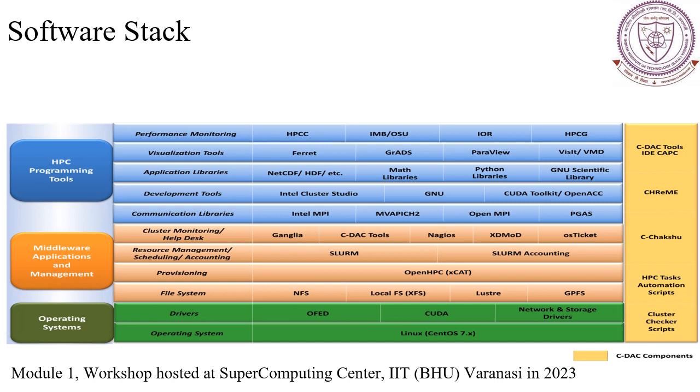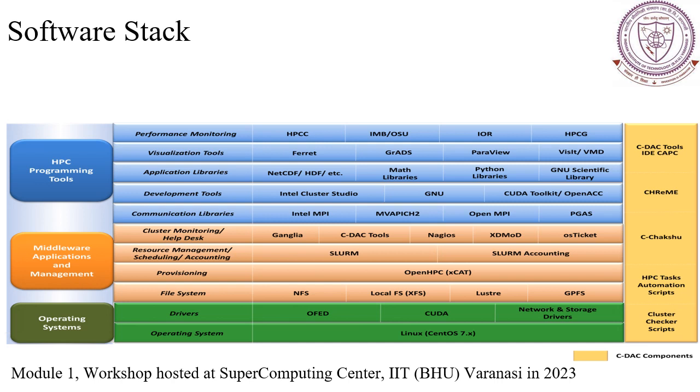PGAS, Partitioned Global Address Space, is a programming model that allows HPC applications to access global memory across multiple nodes of the HPC cluster. Some common PGAS include Unified Parallel C (UPC) and Global Arrays (GA).